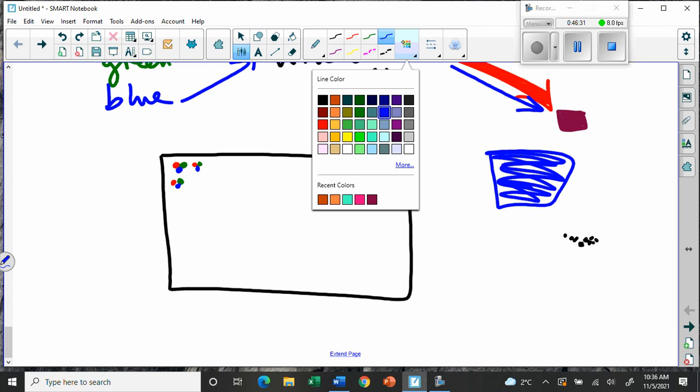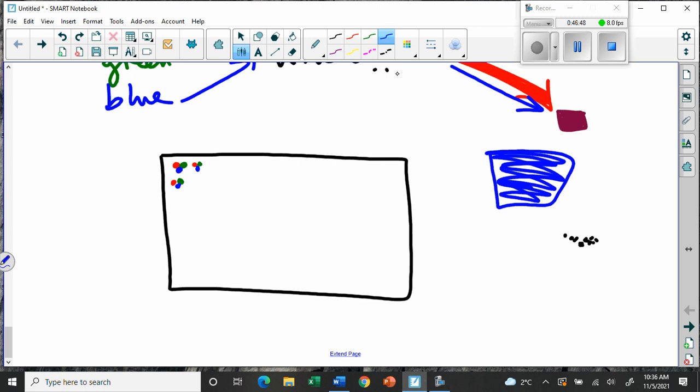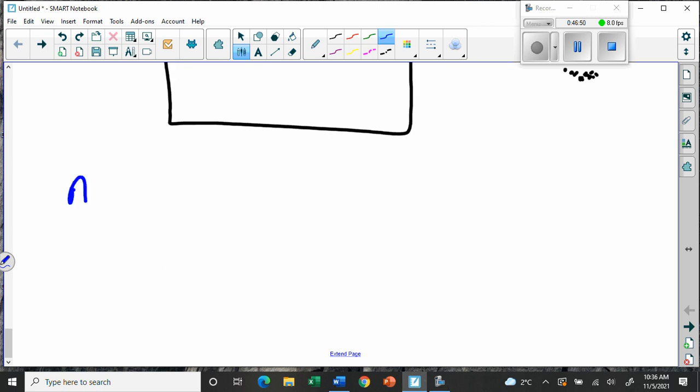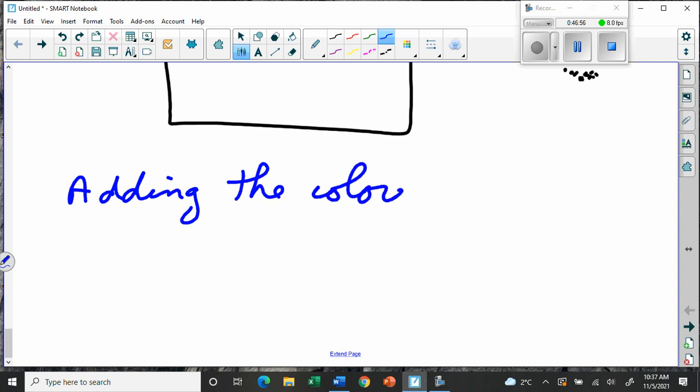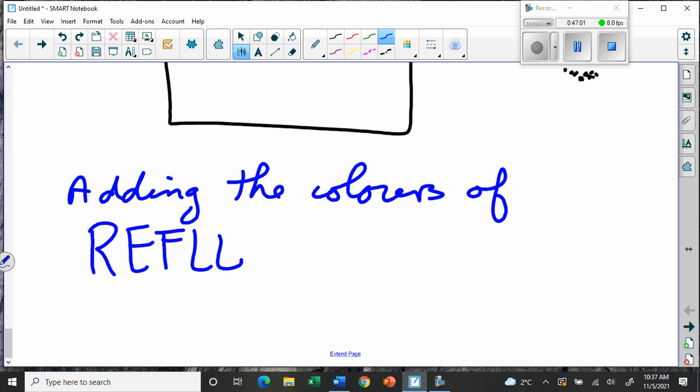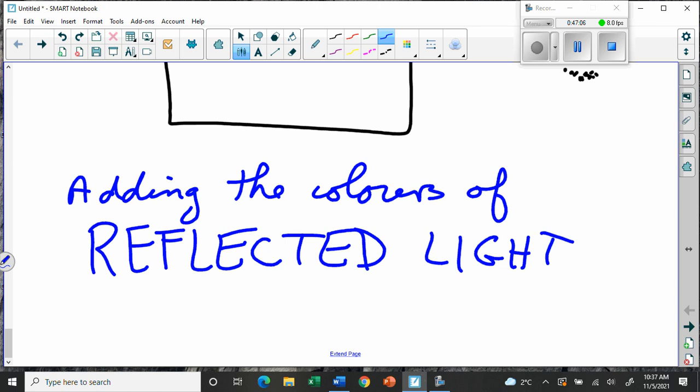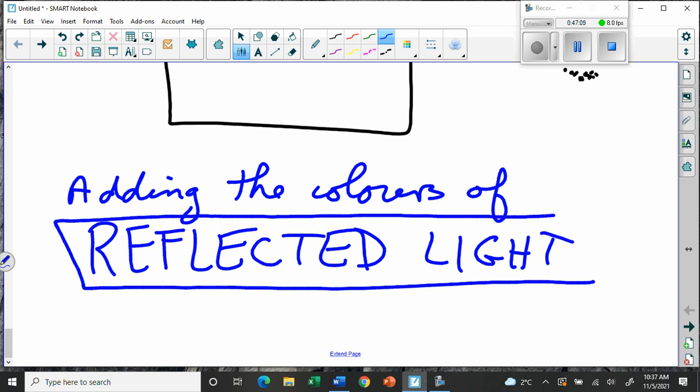So this board is not white. If you zoom in with a microscope, it's really just red, green, and blue dots underneath all this that are shining equally, but that mixes in our brain. We call it white light. So what we are doing in the additive color theory is we are adding the colors of reflected light. That's the key word, of the light that's bouncing off. Okay, remember that. The additive theory is what you get when you add up the reflected light.